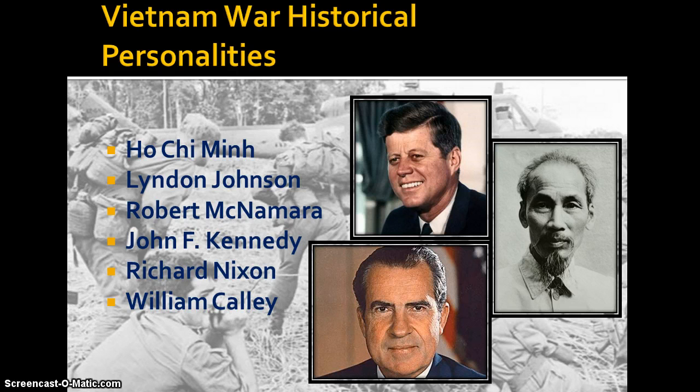And finally, William Calley was a U.S. Army lieutenant and the leader of the company of U.S. soldiers who killed several hundred unarmed Vietnamese civilians in the 1968 My Lai massacre. A 1971 court-martial sentenced Calley to a life prison term, but many Americans believe that he was a scapegoat for larger government atrocities.